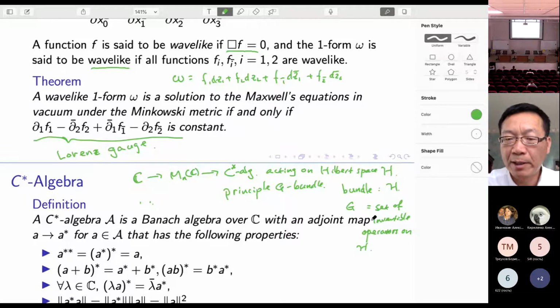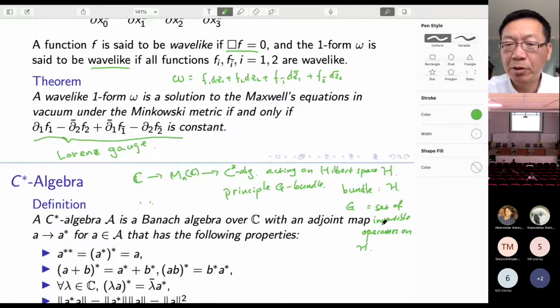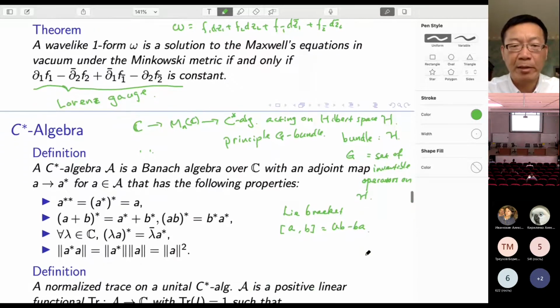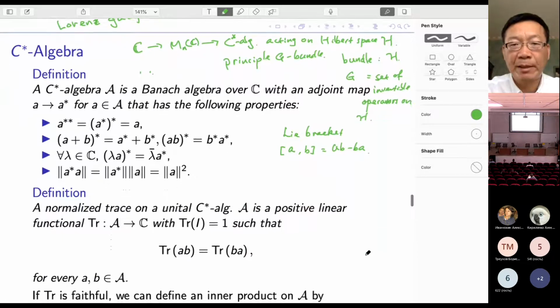And oftentimes, as we will see later in examples, we're concerned with unitary operators. And what about the Lie algebra structure commonly used in the Yang-Mills equation? Well, the system algebra itself is a Lie algebra with the Lie bracket defined by just a commutator. Okay, so this C-star algebra becomes a Lie algebra.